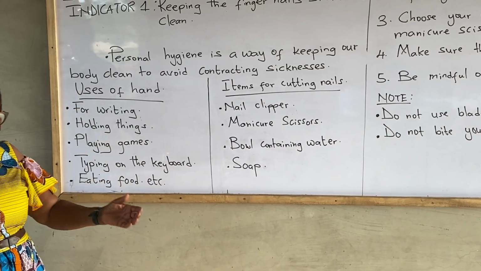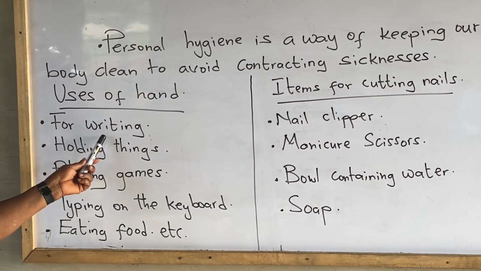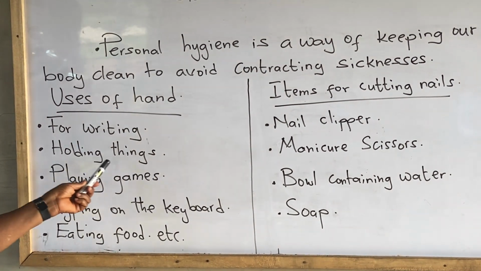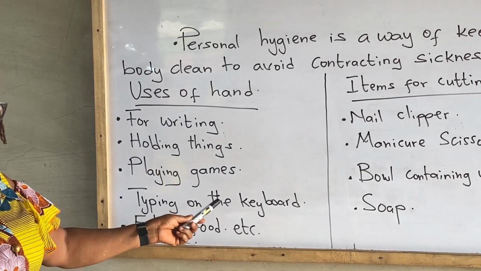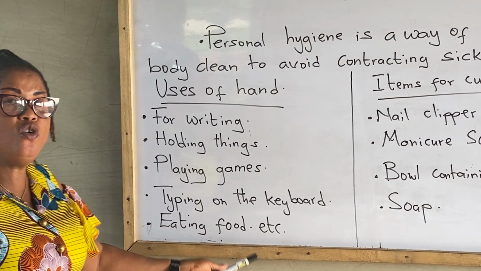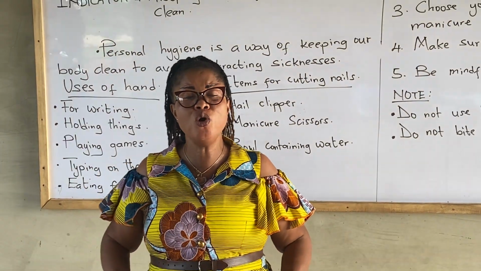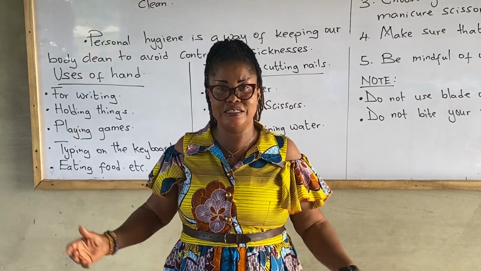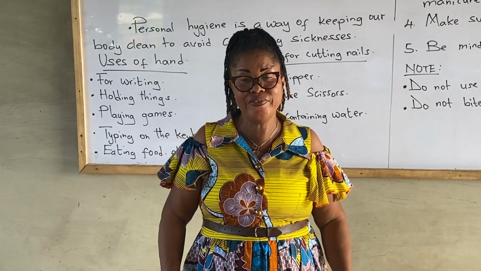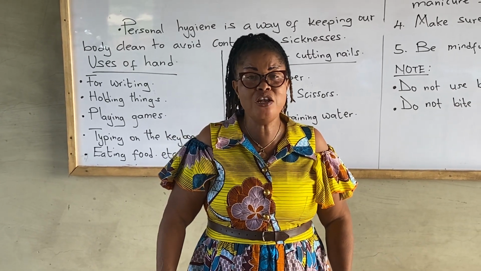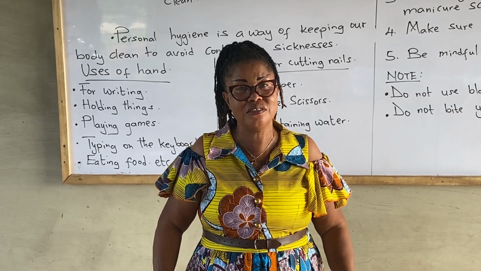Now, let's look at some of the uses of the hand. The hands are used for writing, holding things, playing games, typing on the keyboard, eating food, etc. For instance, we kids use our hands for so many things. Playing on the ground, we come into contact with germs. So in order not to contract sicknesses, we need to keep our fingernails short.